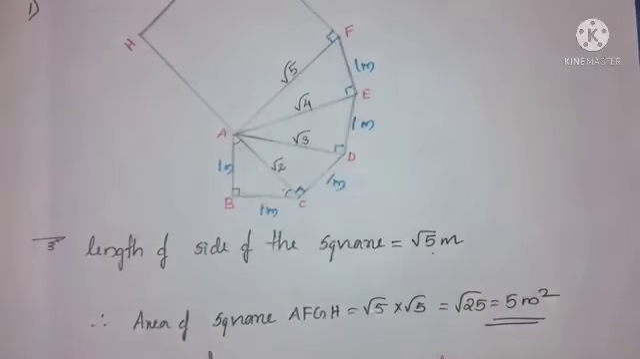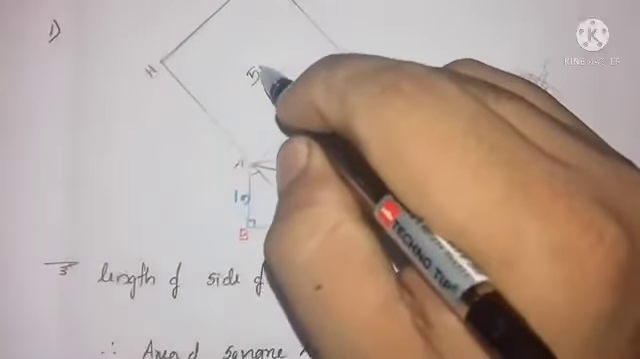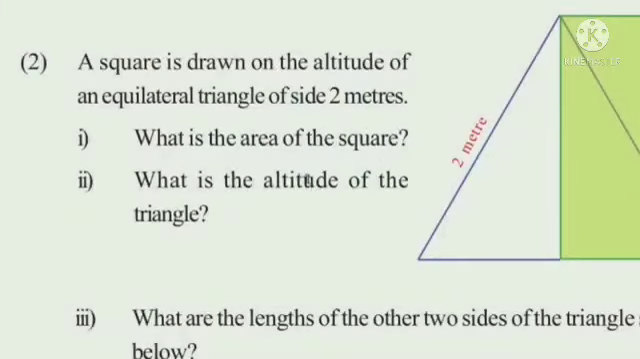Then the area of the square AFGH is equal to side into side, that is root 5 into root 5, root 25, that is equal to 5 meter square. Okay, then the area is equal to 5 meter square. Let's move to the second question.